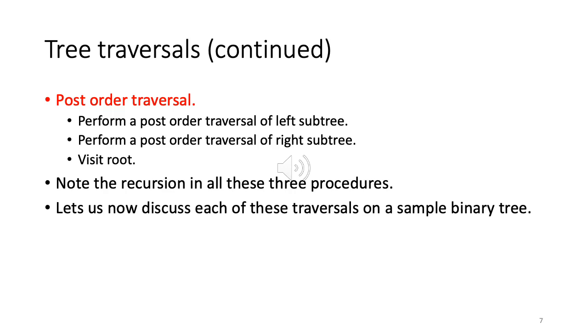And in-order, it's left subtree followed by root followed by right subtree. And in pre-order, it's root followed by left subtree followed by right subtree. Which means that once we discuss one of them, the others will be very similar. So we note the recursion in all of these three procedures. Let us now discuss each of these three traversals on a sample binary tree. Okay, so we'll take one binary tree, and on that we will illustrate the working of all three traversals, and we'll see what answer we get.